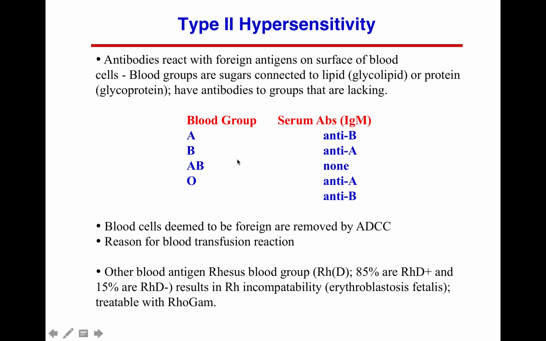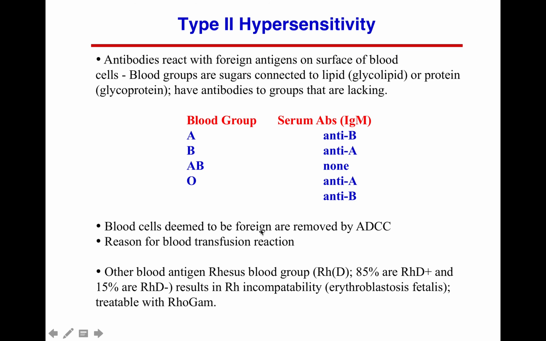The key thing about blood groups is that if you're born, for example, with A, then you have IgM, you actually produce antibodies that are anti-B. If you're B, you produce antibodies that are anti-A. If you're AB, you produce none of those antibodies because, of course, they'd react. If you're O, you produce antibodies for anti-A and anti-B.